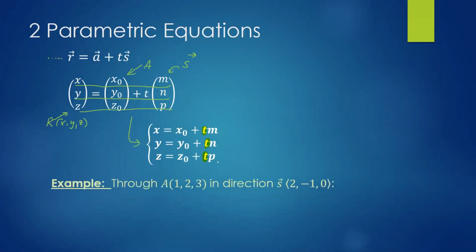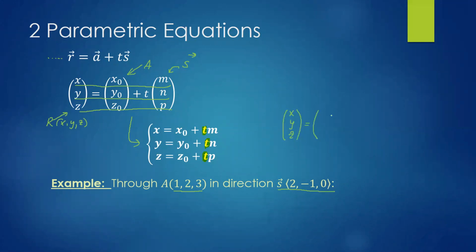To see an example, let's have a look at an example. So these are x0, y0, z0, and this is the direction vector. So we could write it in the vector form, and that would be x, y, z in the vector form.